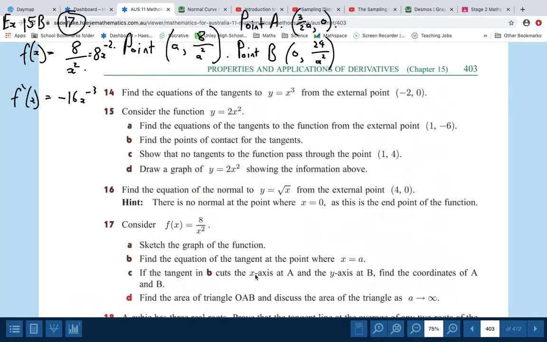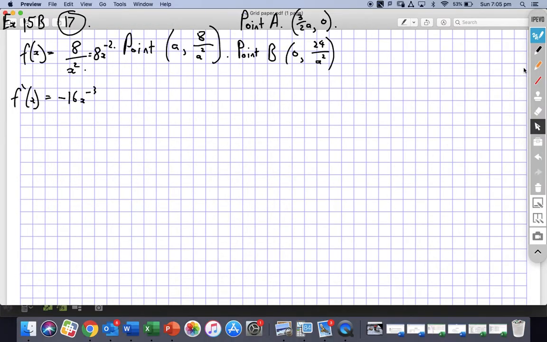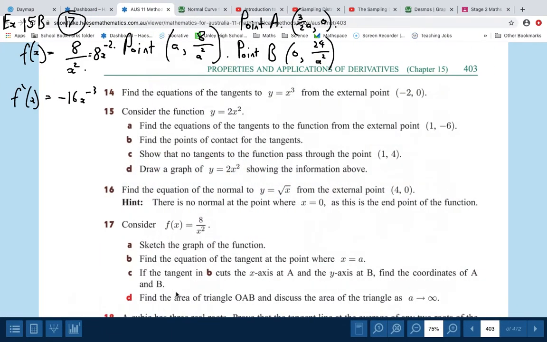We found coordinates A and B. Find the area of triangle OAB and discuss the area of the triangle as A tends towards infinity. Now, I'm just thinking to myself, do we know if the A value is positive? I don't think we do. We know the area of a triangle would have to be positive. Let me just read. Find the area of triangle OAB.